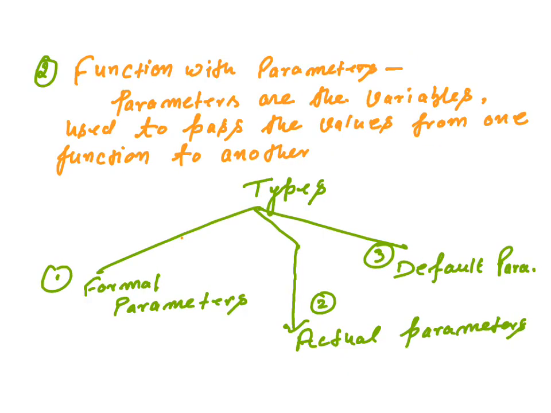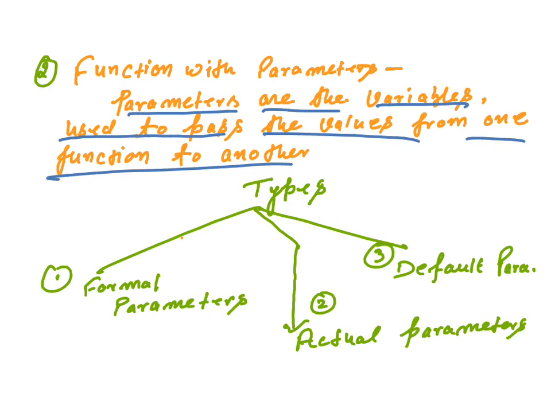Now the next concept is function with parameter or with argument. The parameters are those variables used to pass values from one function to another function. It means, what is the importance of parameters? First we should know why we are using a parameter. When we want to pass values from one function to another function, then we have to use a parameter.